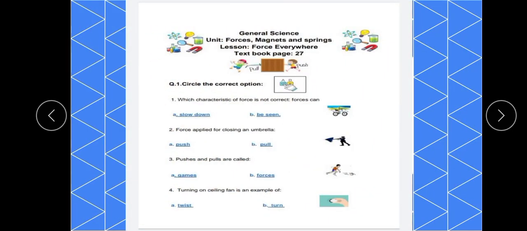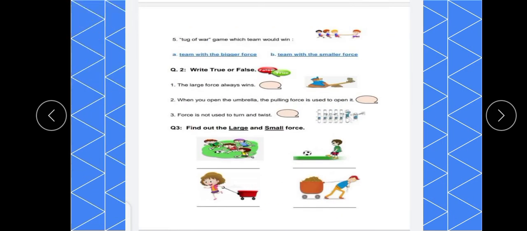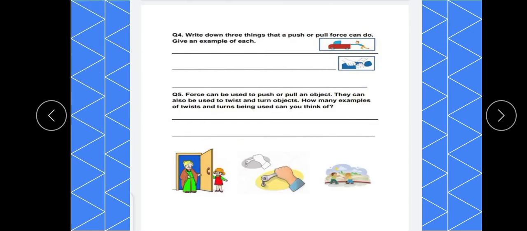Question number 1. Circle the correct option. Question number 2. Write true and false. Question number 3. Find out the large and small force. Question number 4. Write down 3 things that a push or pull force can do. Give an example of each.